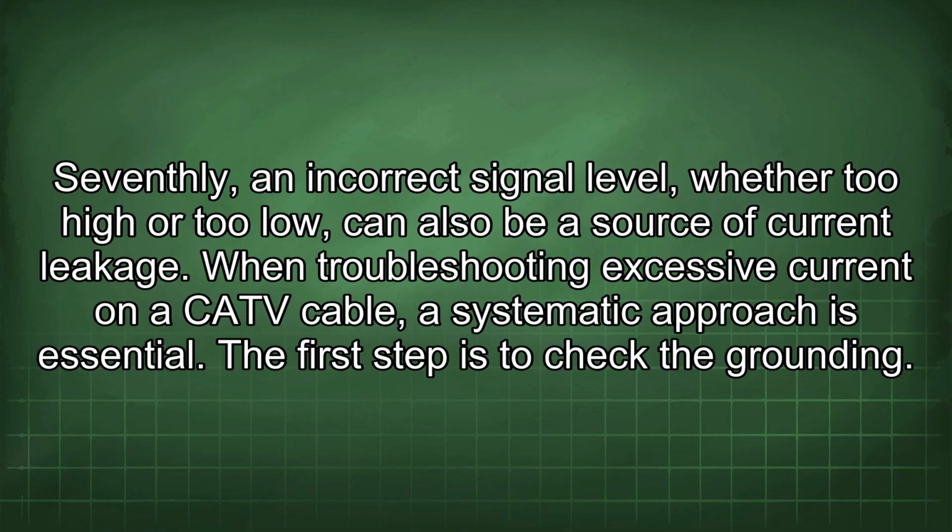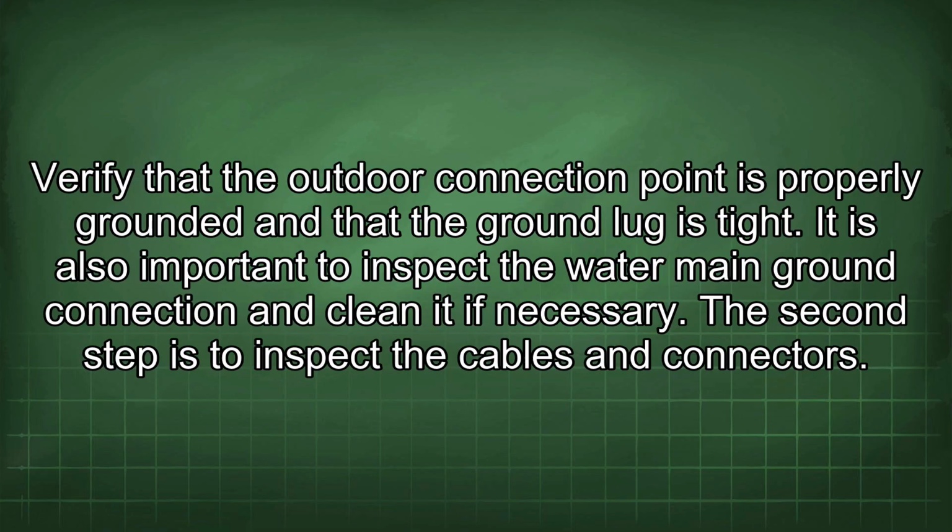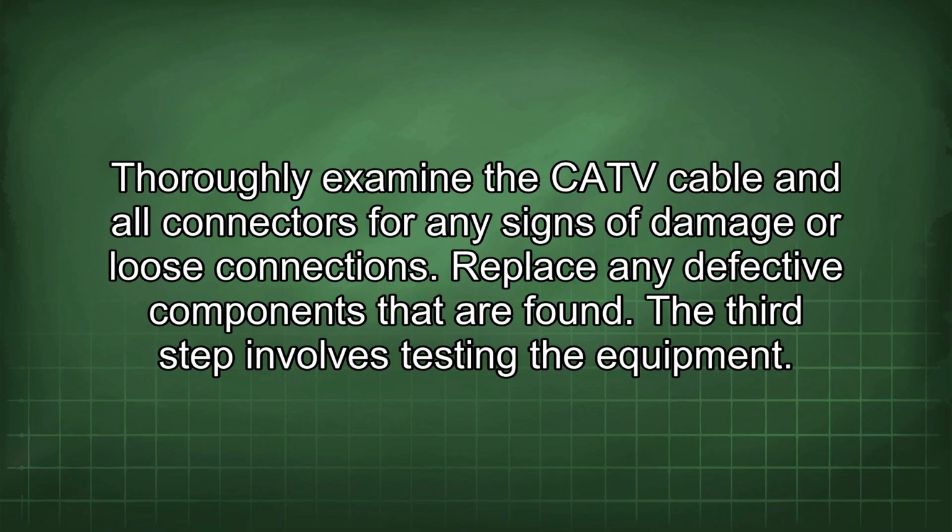When troubleshooting excessive current on a CATV cable, a systematic approach is essential. The first step is to check the grounding. Verify that the outdoor connection point is properly grounded and that the ground lug is tight. It is also important to inspect the water main ground connection and clean it if necessary. The second step is to inspect the cables and connectors. Thoroughly examine the CATV cable and all connectors for any signs of damage or loose connections. Replace any defective components that are found.